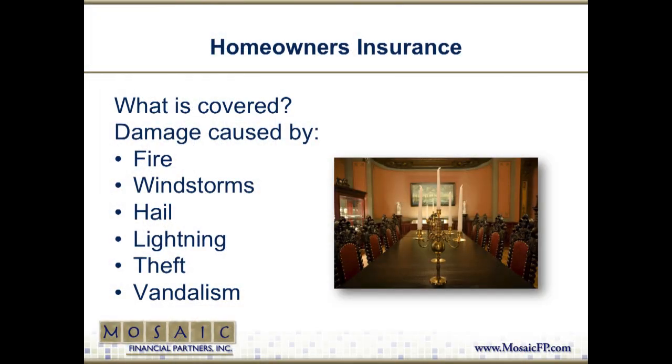So the perils that are covered in a standard homeowners policy are fire, windstorms, hail, lightning, vandalism, theft. Typically, earthquakes and floods are not included on a typical homeowners insurance policy, but it's important to note that if you do have these types of risk exposures, you can purchase a supplemental insurance policy to make sure you're covered properly.